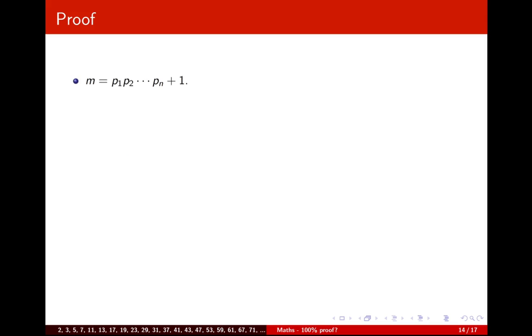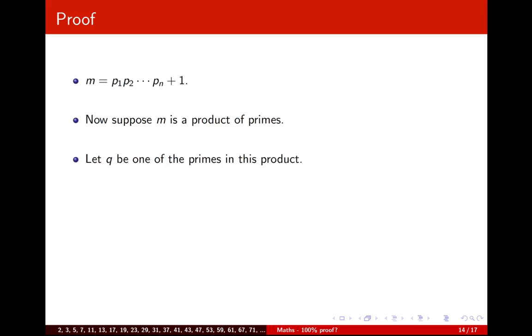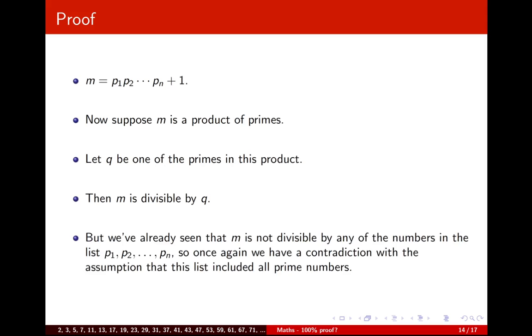So with that product of primes plus 1, then m must instead be a product of primes. Let's suppose q is one of the primes in that product. That means m must be divisible by q. On the other hand, we've already seen that m is not divisible by any of the numbers in the list, p1 to pn, which are assumed to be the only prime numbers. And so again we've got a contradiction with the assumption that that list included all prime numbers, because we appear to have found yet another prime, q, that m is divisible by, and yet we knew that m was not divisible by any of the primes that exist.